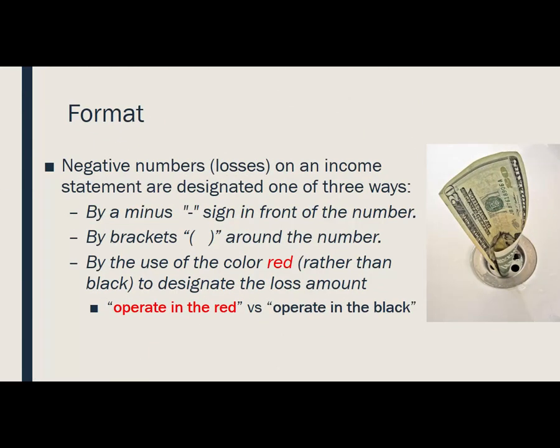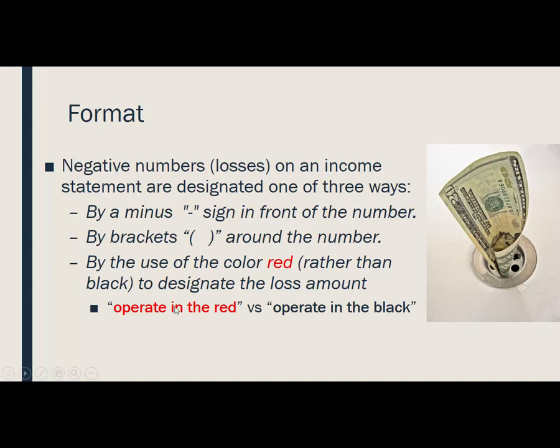And then the format. A big thing about format is we need to make sure that negative numbers on an income statement are designated one of 3 ways. Okay? By a minus sign in front of the number, by brackets around the number, or by the use of the color red rather than black to designate the loss amount. You will occasionally see a combination of the brackets and written in red as well. Okay? But it needs to be either a combination or one of these.